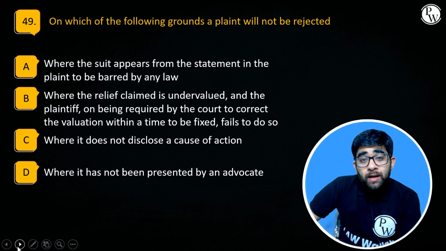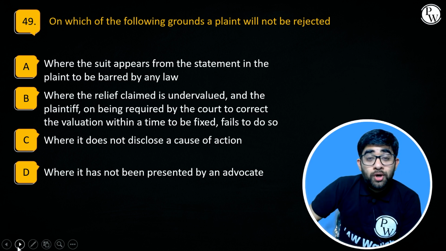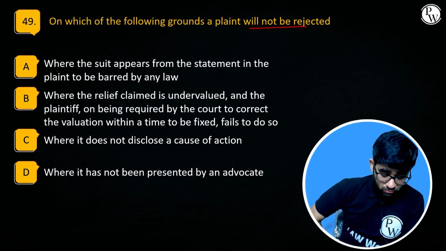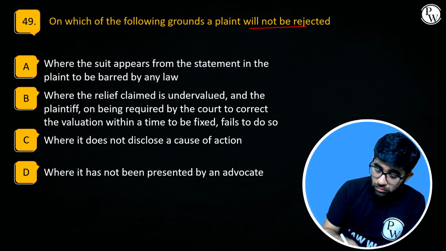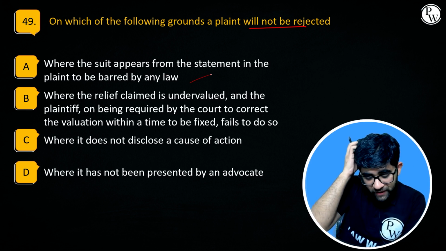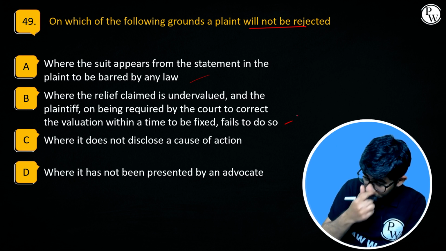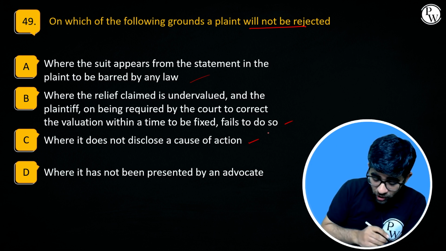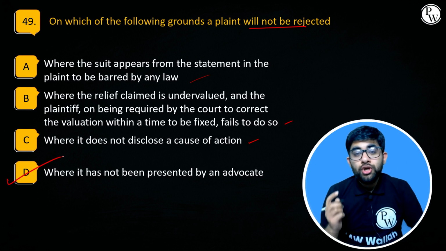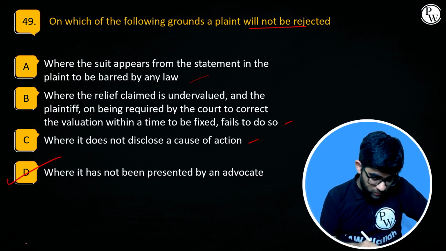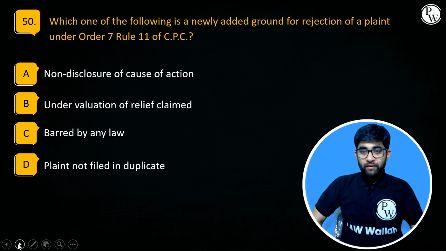Next, on which of the following grounds a plaint will not be rejected? Where the suit appears from the statement in the plaint to be barred by any law, it will be rejected. Where the relief claimed is undervalued and the plaintiff, on being required to correct the valuation within a time fixed, fails to do so, correct, rejected. Where it does not disclose a cause of action, it will be rejected. Where it has not been presented by an advocate. Again, you can file or you can present your plaint in person also. So it doesn't matter whether advocate is there or not.